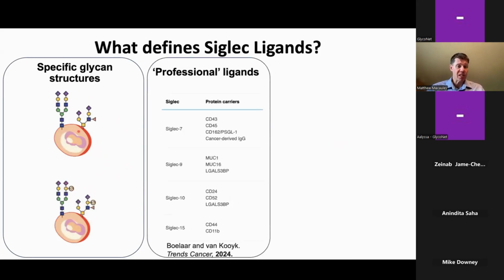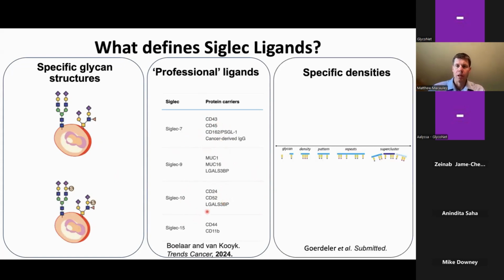In addition to a specific type of glycan structure, over the past, I would say, 5 years, there's been an acceleration of protein ligands that have been discovered for Siglecs. You can see this list here. And we still don't really know clearly why these particular proteins serve as ligands for these Siglecs. It could be that they have specific types of glycan structures or specific densities, but this is really an emerging area.